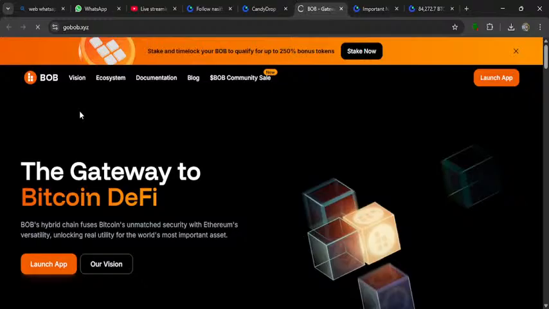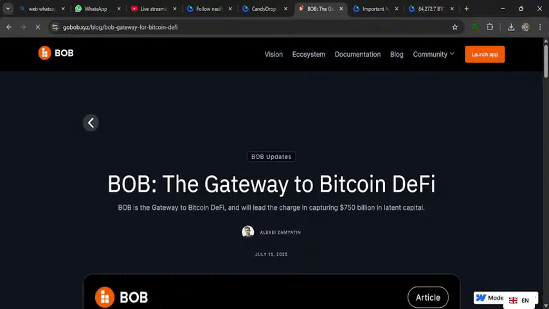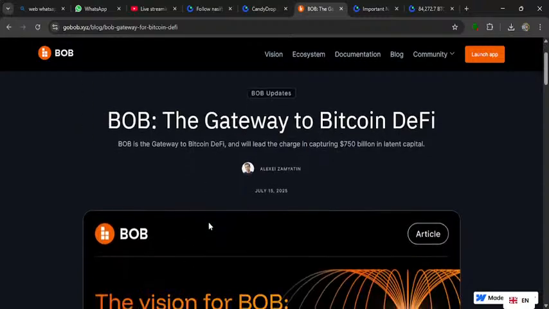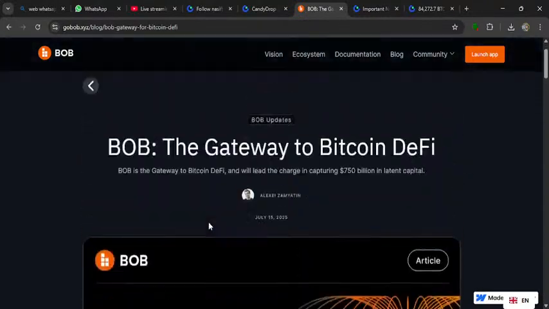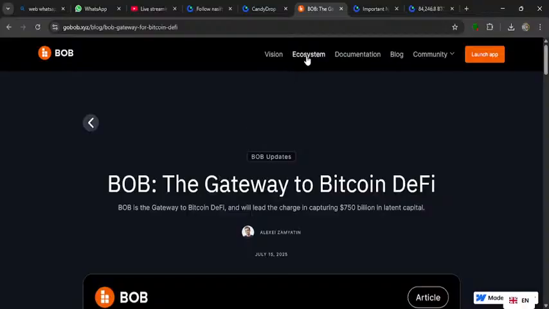Stake and time-lock your tokens to qualify for up to a 250% bonus token. You can get this token vision, already discussed, in the ecosystem.